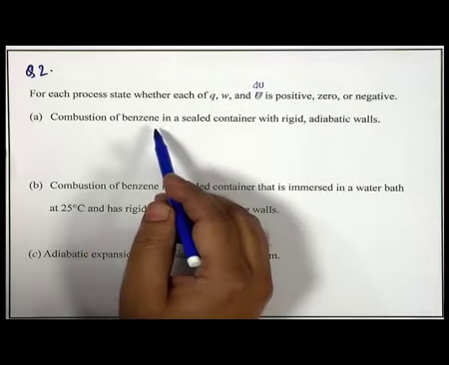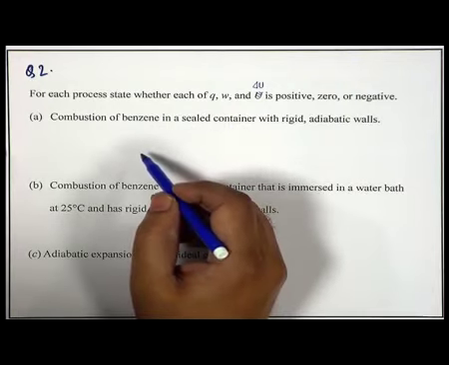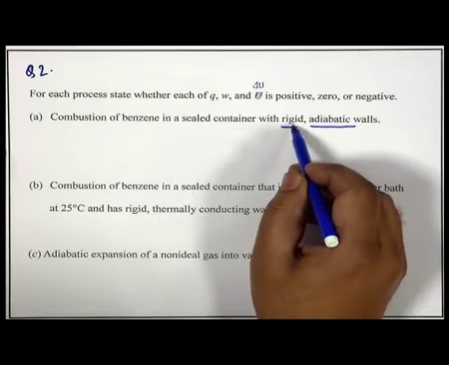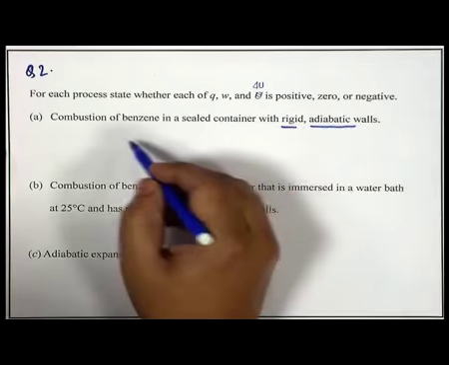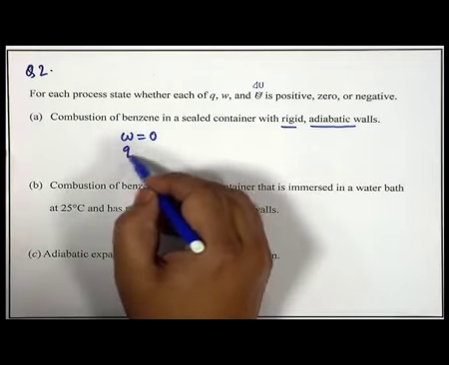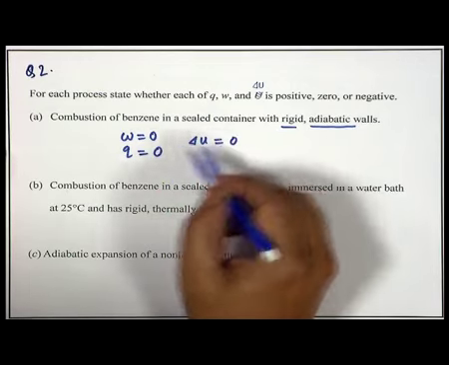Combustion in a sealed container with a rigid and adiabatic wall. When we are talking about a rigid wall, that means W is 0, and for an adiabatic wall Q is 0, so obviously ΔU is 0 in this case.